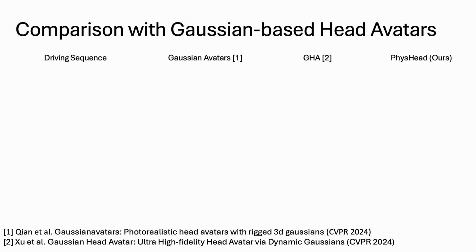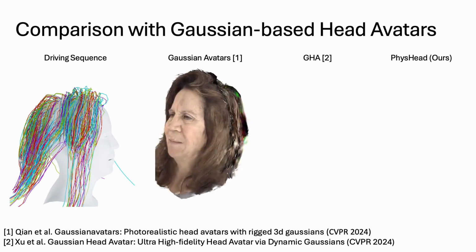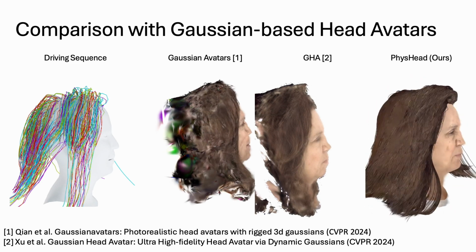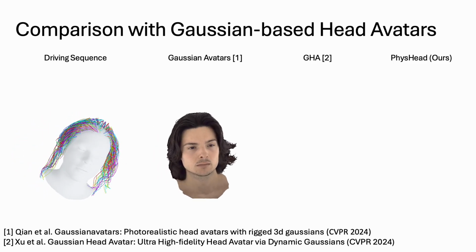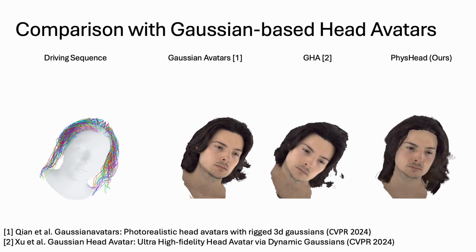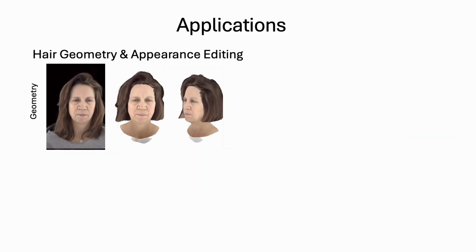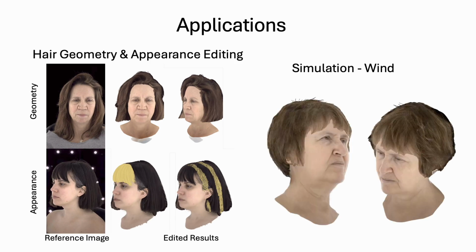We compare our results with Gaussian Avatars and Gaussian Head Avatar. Although both produce photorealistic results, their hair is static, whereas PhysHead can synthesize dynamic hair. Since our method uses explicit strands, it supports appearance and geometry editing by manipulating structured strands. It also supports applications such as wind simulation.